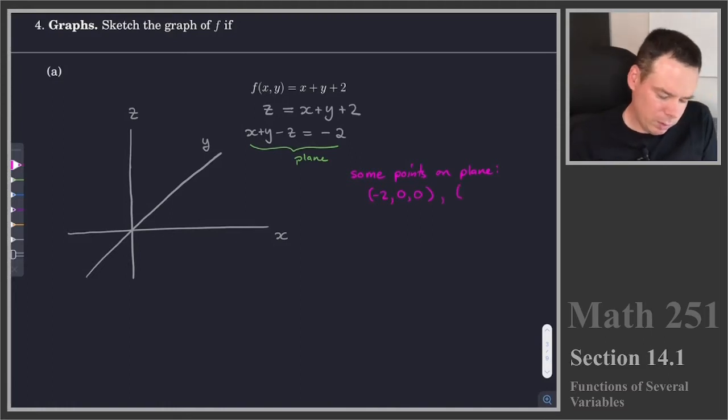What's another point? Maybe I'll see where it intersects the y-axis. The y-axis is when x is 0 and z is 0. So I plug those into the equation and I get y is equal to -2. Okay, so there's another point.